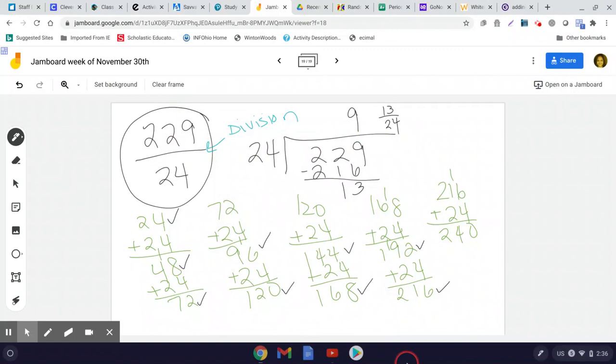So this is the correct answer, and this is also the correct answer. They're equivalent. Just this is improper and this is mixed.